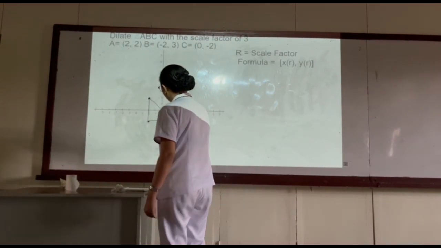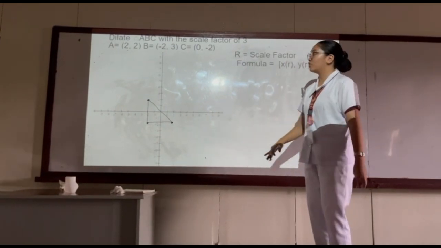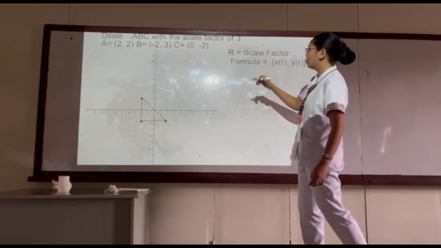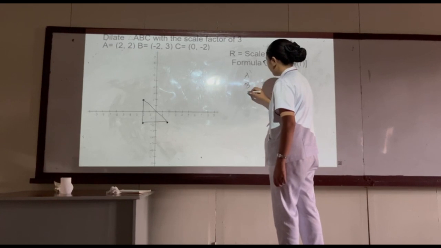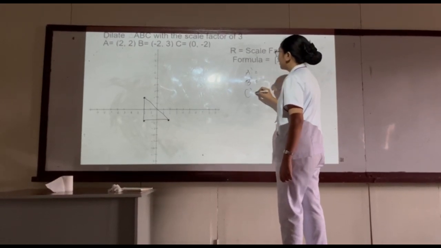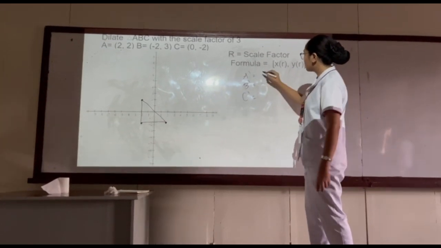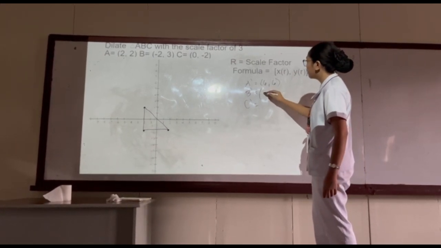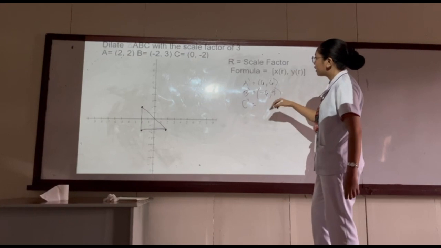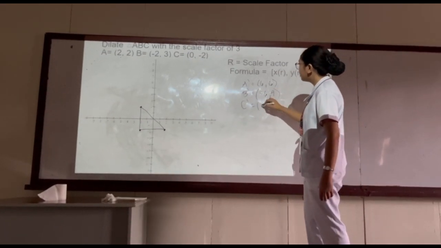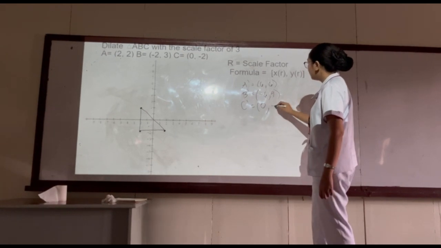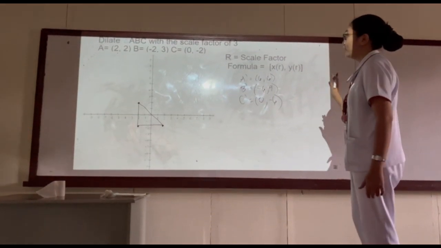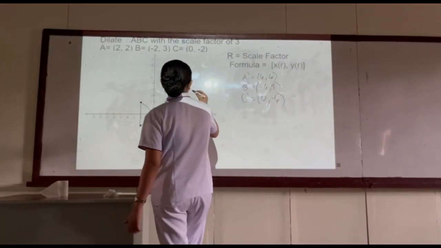Here is our object. So in dilating that, we're going to multiply its values by 3 since it was given. Our A prime, B prime, and C prime will now be 2 times 3 is 6, so our A will be 6. -2 times 3 will now be -6 and 9. And lastly, 0 times 3 will be 0 and -6. So now we have our new coordinates. If we're gonna plot them, so 6 and 6.